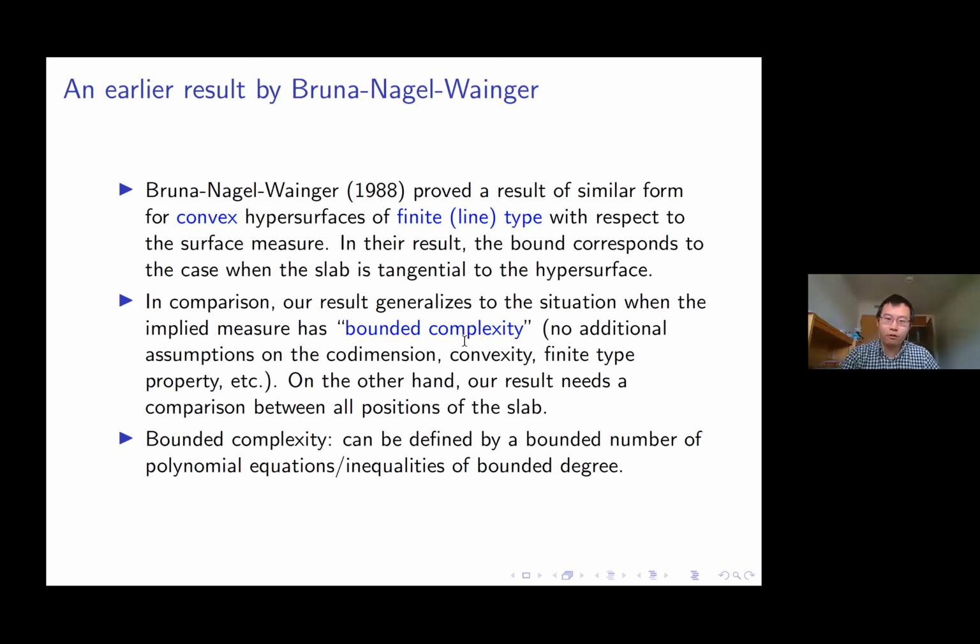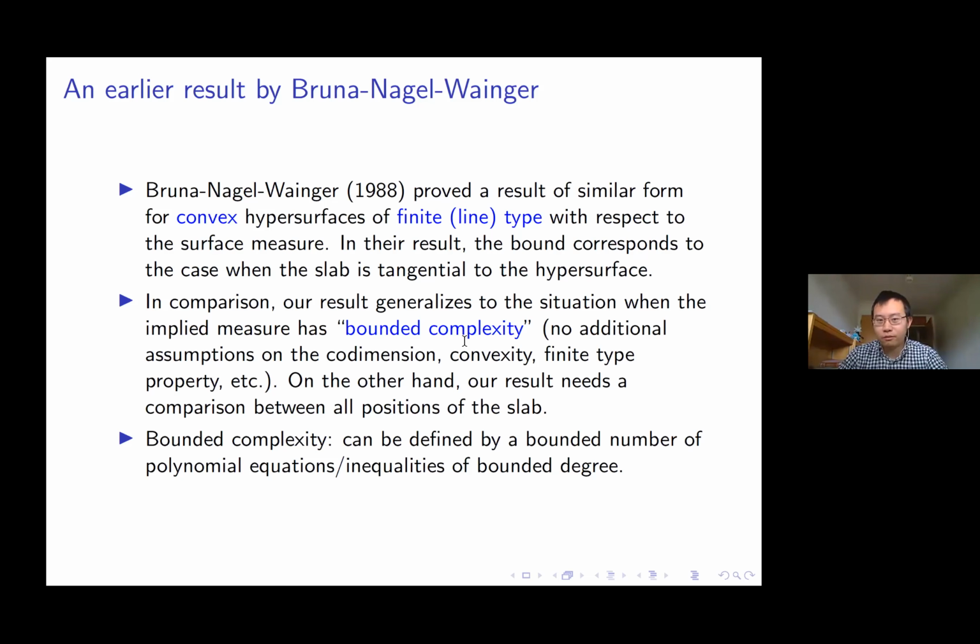And in comparison, our result can generalize to a situation where the implied measure has bounded complexity, which I described in the last 2 lines. But it's quite general. You don't need to assume the codimension, the convexity, the finite type, etc., etc.